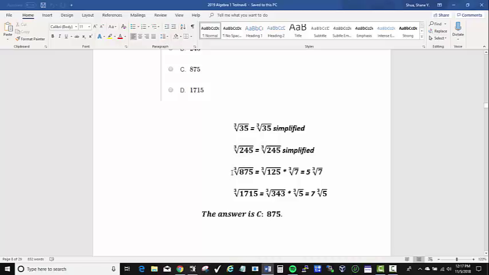However, the cube root of 875 can break down as the cube root of 125 times the cube root of 7, because 125 times 7 is 875. The cube root of 125 is simply 5. Cube root of 7 is already simplified, so 5 cube root 7. Just in case you're interested, the 715 breaks down to 343 times 5, and that gives you 7 cube root of 5. That's not the one we want. So C, 875. That's the one we want.